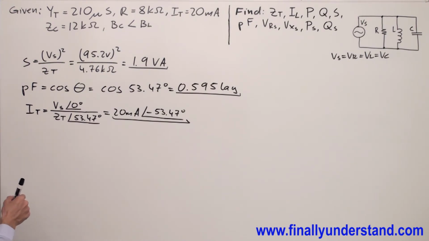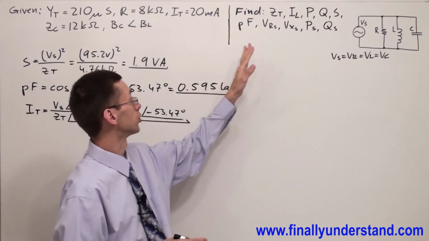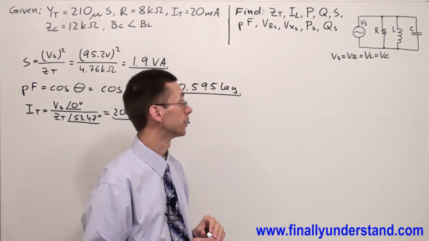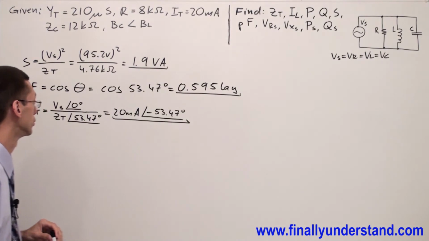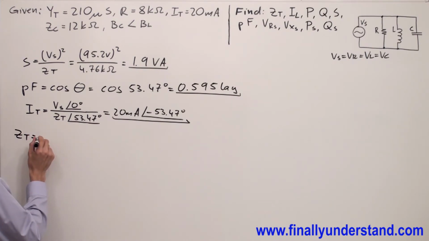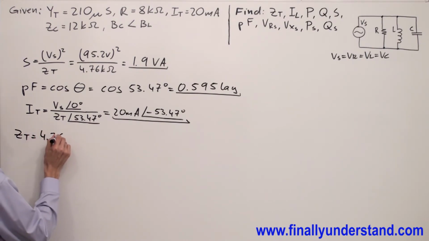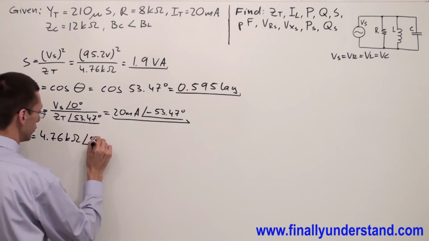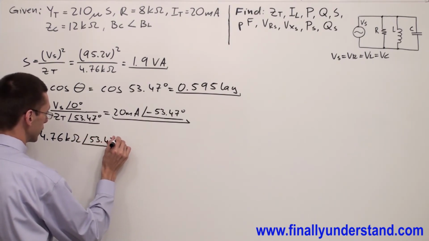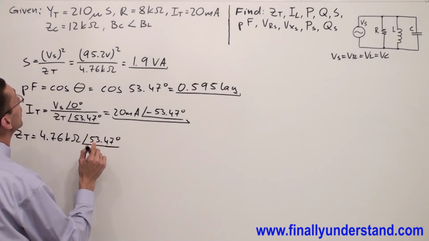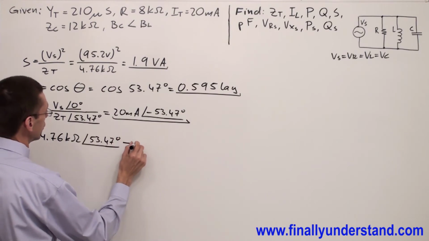Next, we're supposed to find the voltage across the resistor and the reactive component in the series equivalent circuit. In order to do so, we're supposed to write again that Z total is equal to 4.76 kiloohms and angle of 53.47 degrees, and convert this to rectangular form.